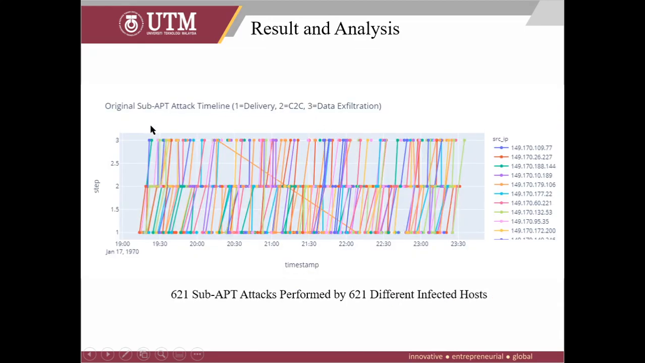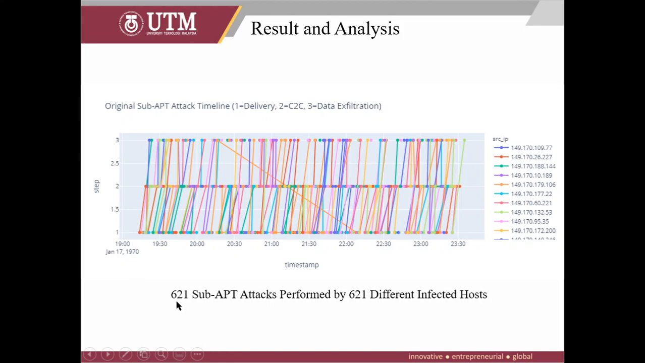So this is the sub-APT attack. Before this, we were looking at the full APT. Here is the sub-APT, which means that it has only 1 or 2 stages of APT. This is the original one, again based on the original actual Garfield's data. It's not by our trained ANFIS detection system.